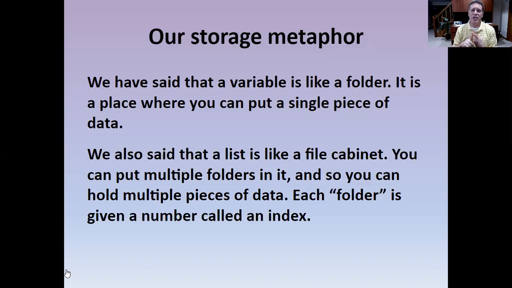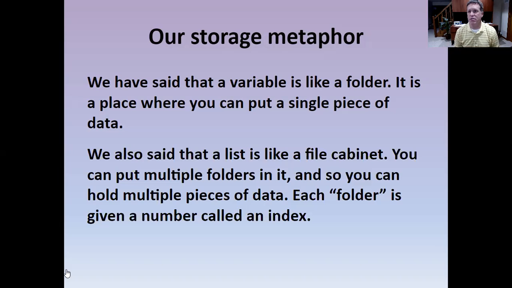Variables are a place in the computer program that stores data. A list is a special kind of variable, which means it's also in the computer program and it's also storing data. The difference is a normal variable can only hold one piece of data, but a list can hold multiple pieces of data. And then the last thing is the way you find a specific piece of data within a list is you need to know what its index is. All right? So that's all review.